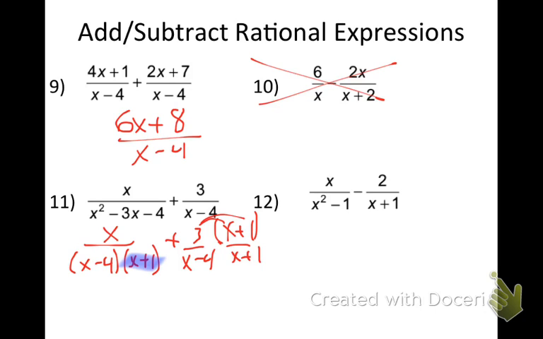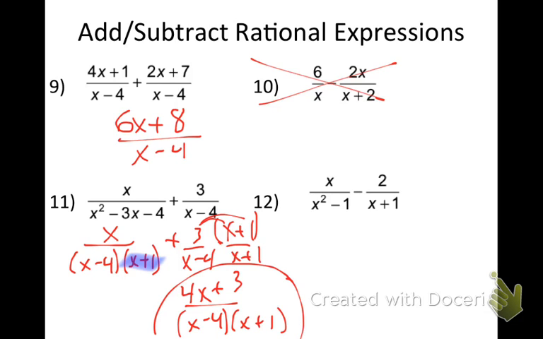Then distribute. And when you do that, you get an answer of what, John? A final answer, sorry. So you get 3x plus 3, then you add it with the x up front, and you get 4x plus 3 all over x minus 4, x plus 1. Nice job.